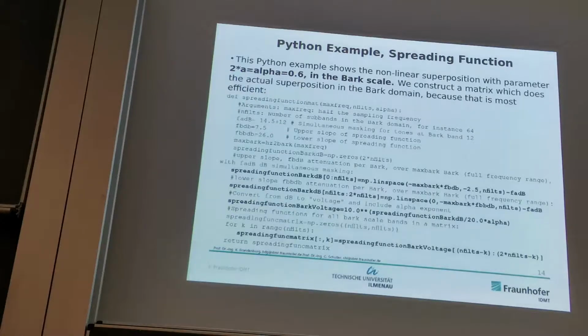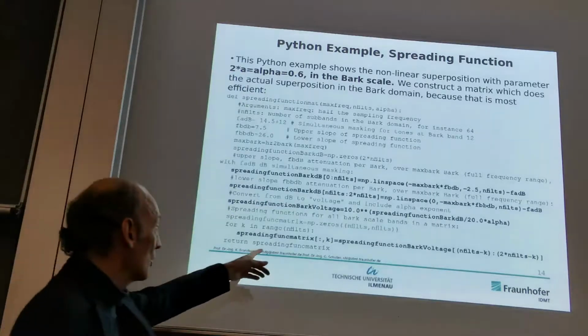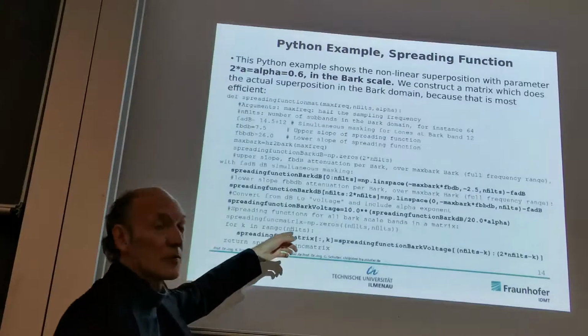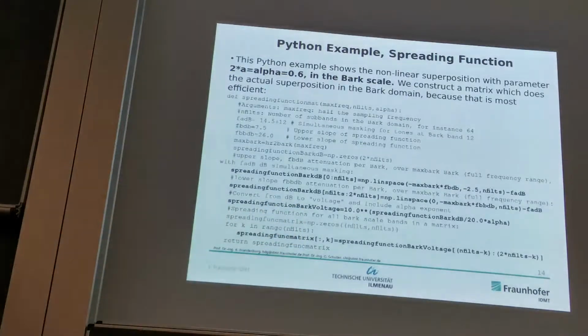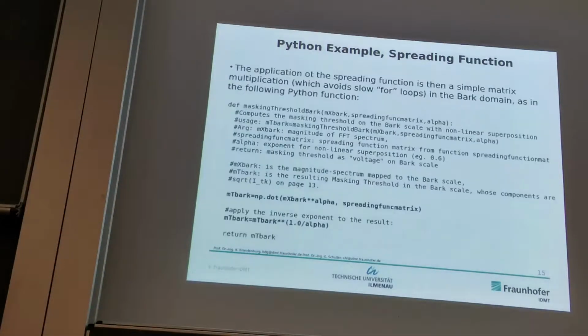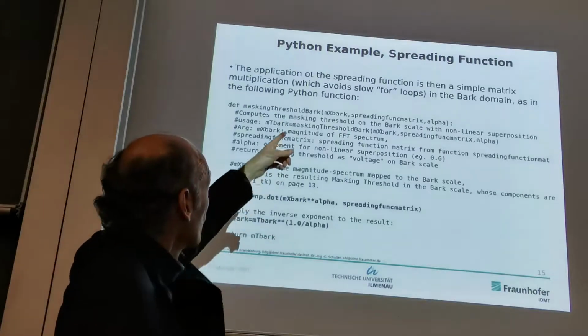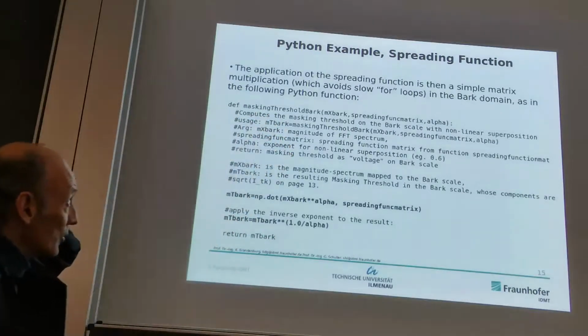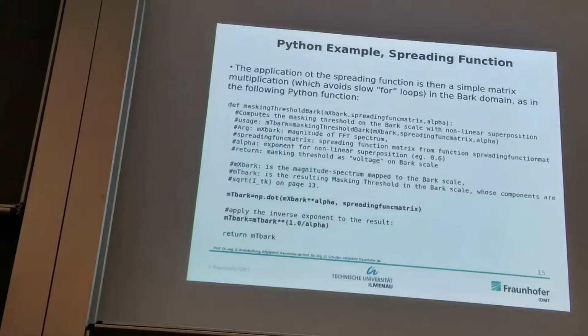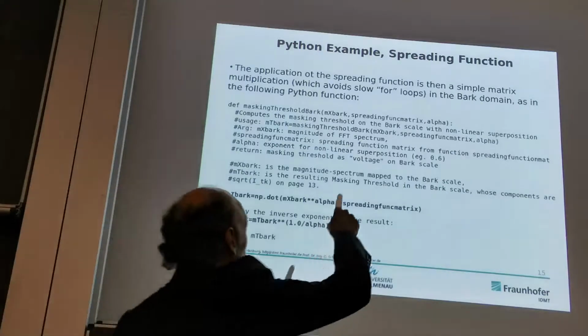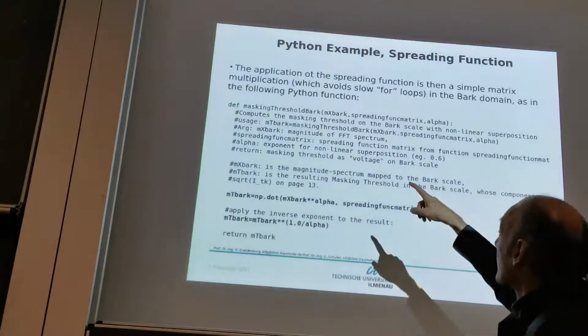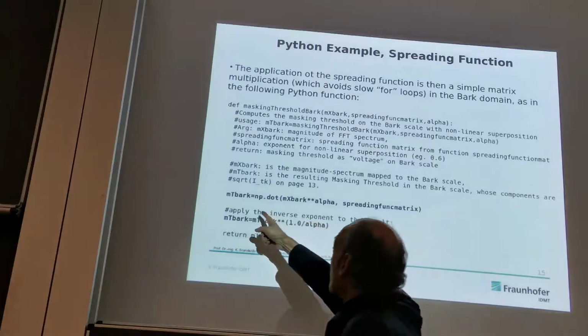So I basically can compute our superposition now by just multiplying it with this matrix. That's the next step, again avoiding a for loop for the computation. Here the application of the spreading function is simple matrix multiplication, which avoids the for loop in the Barbed domain, as you can see here.